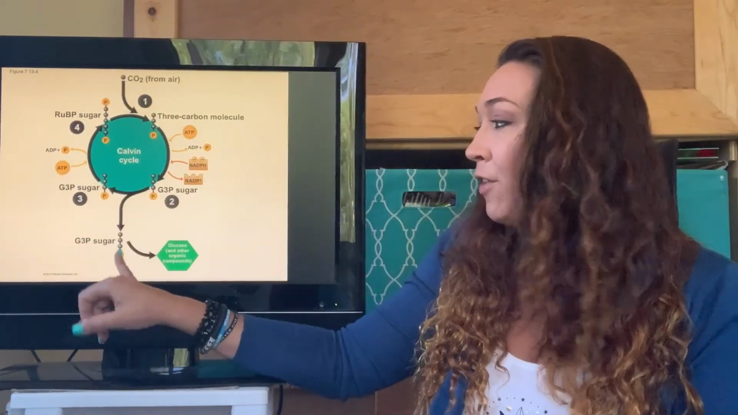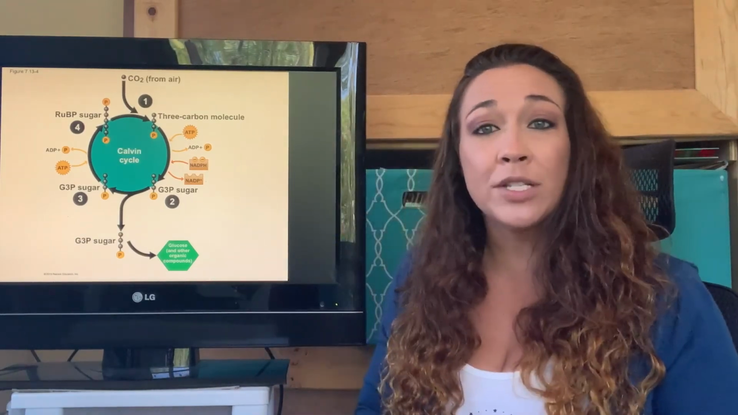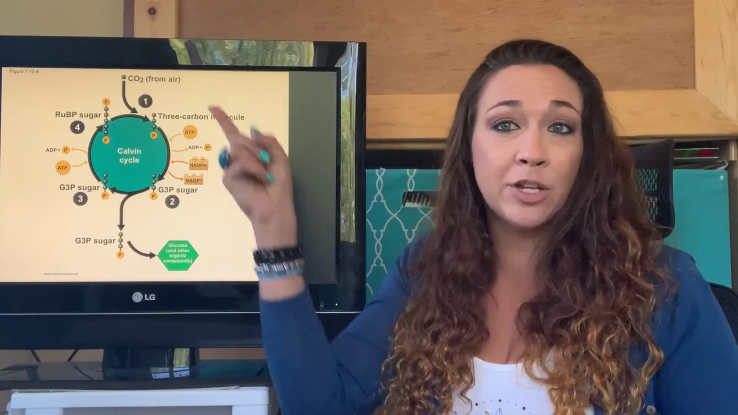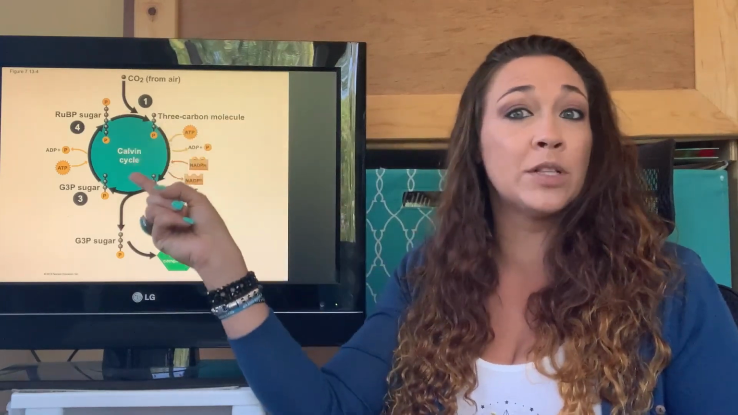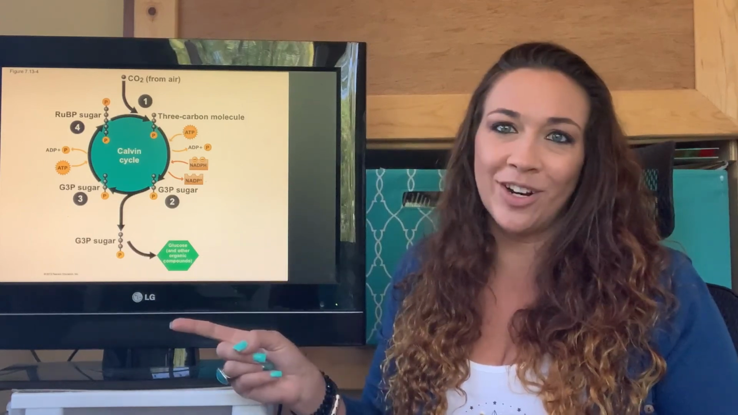We keep turning this, and for every time we do, we produce a glucose molecule or a G3P sugar. So you don't need to know absolutely every single step. You just need to know that it takes in ATP, NADPH, and CO2. Turn, forms a little Rubisco, which is a bad thing, but we form the good thing, which is sugar. That's what we want.